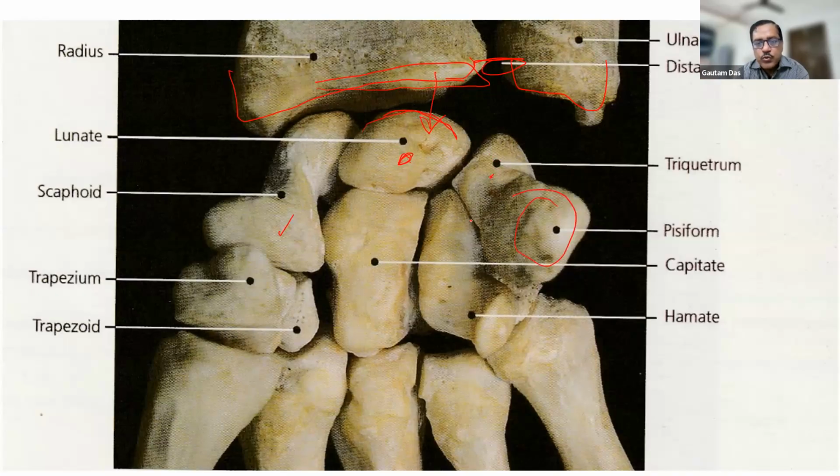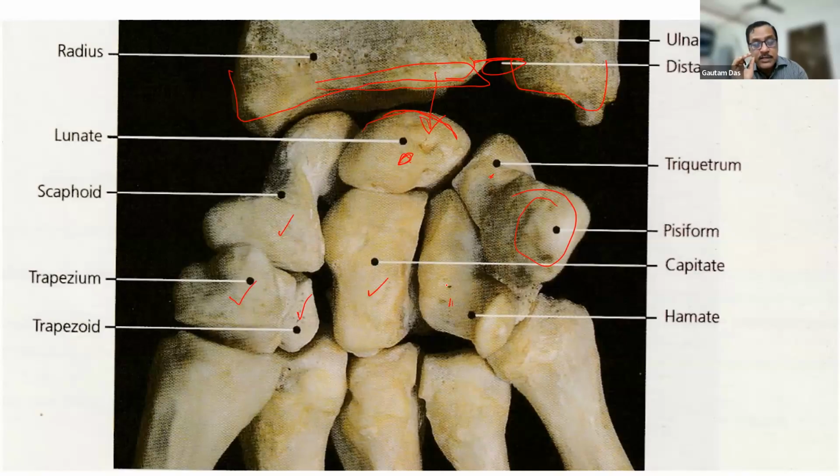So this is the first row of the carpal bones. Then the second row, "try to catch her": trapezium, trapezoid, capitate, and hamate. Now here, just try to remember the shape and which part is occupied by which bone. This is also very important.